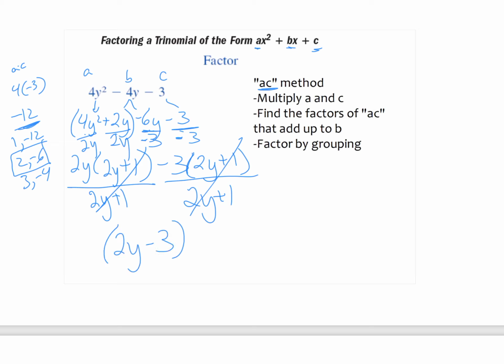But if you recall, every time we take out a greatest common factor, I've got to take that and put it out in front of my parentheses. So I'll put a 2y plus 1, and there is the factoring of my polynomial.